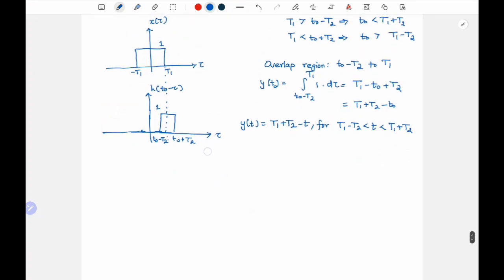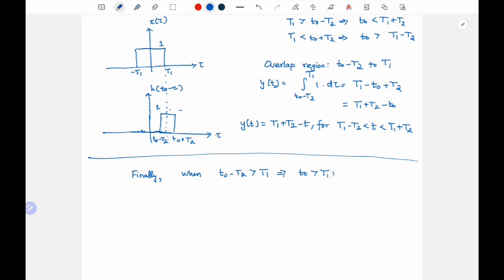Okay. And the final step is when h of t naught minus tau is actually outside this region. So finally, when t naught minus t2 is greater than t1, which implies t naught is greater than t1 plus t2, then there is no overlap and y of t equal to 0 in this region.